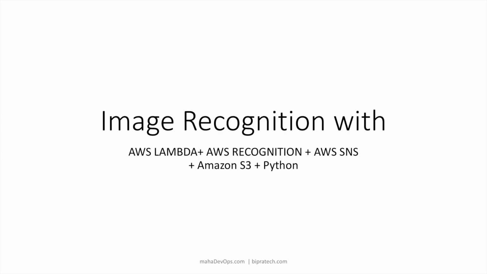Hello everyone. In this video, I'm going to show you how to perform image recognition by using several AWS services, and we'll be using services like AWS Lambda, AWS Rekognition, which is the API that will tell us whether something is a pizza or a hot dog or whatever. AWS SNS or Simple Notification Service to send us messages, Amazon S3 to store the images, and finally Python for programming.